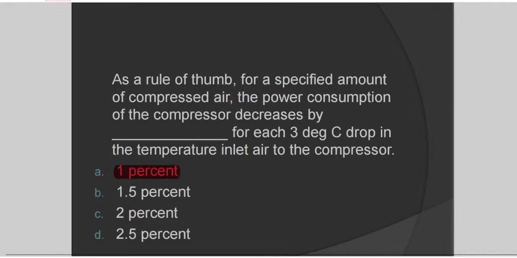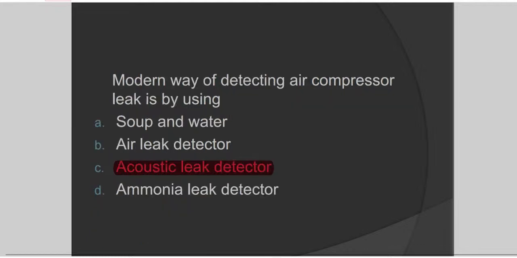As a rule of thumb, for a specified amount of compressed air, the power consumption of the compressor decreases by ______ for each 3 degrees Celsius drop in the temperature of inlet air to the compressor. A. 1%, B. 1.5%, C. 2%, D. 2.5%. Modern way of detecting air compressor leak is by using A. soap and water.